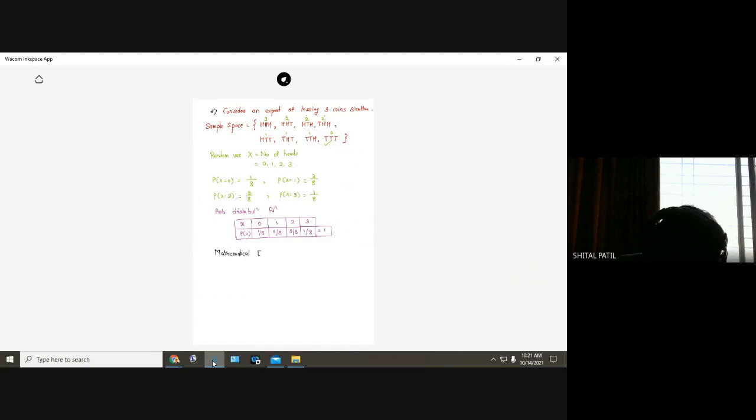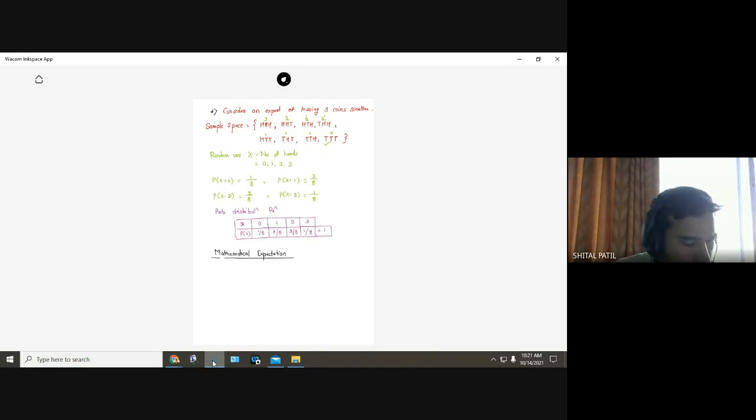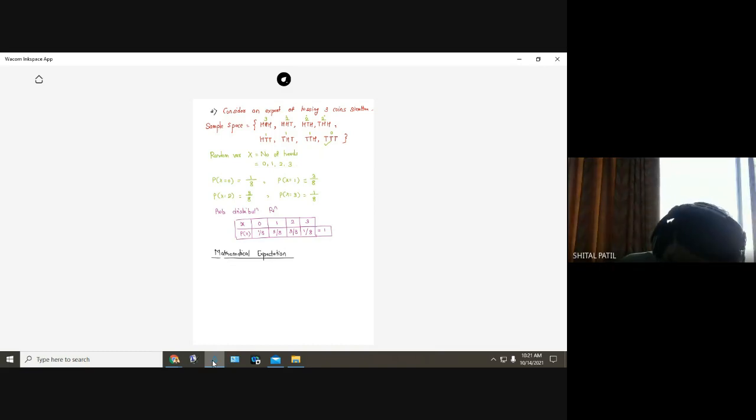Now, mathematical expectation. Consider the probability distribution function as X and p of x.